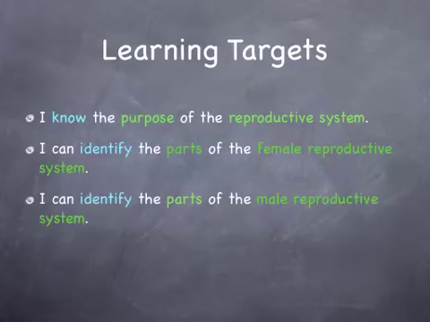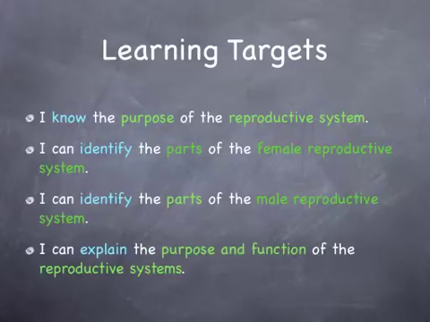Third learning target is that you can identify the parts of the male reproductive system. So identify is, again, naming, pointing at something, parts, pieces of a whole, and we're not just going to look at the female parts, we're also going to be looking at the male parts.